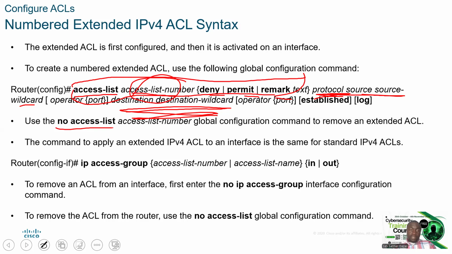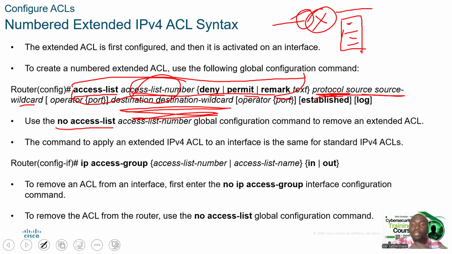Now, the command to apply an extended access list to an interface is the same as for standard. Remember, the access list is going to be inside the router. It's just a list of statements that you write. After you have written them, you need to go to the interface and apply it, to show the direction, whether it is inbound or outbound. So that's the point we want to make here.